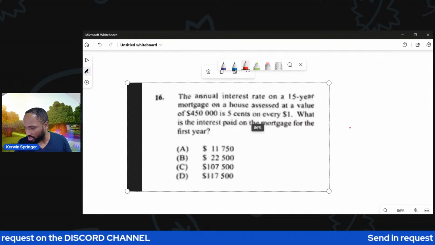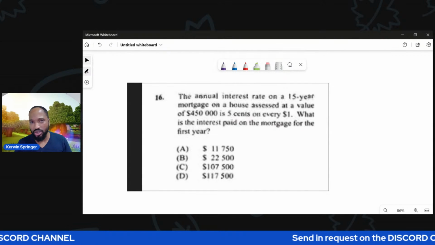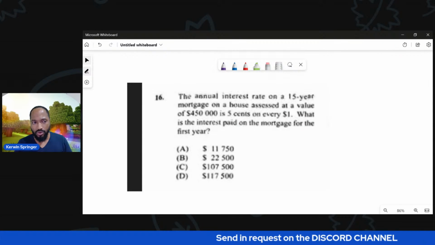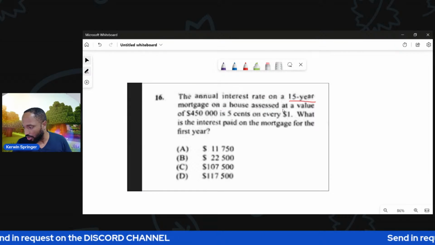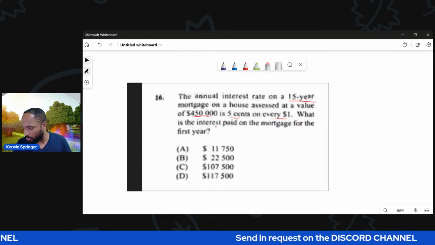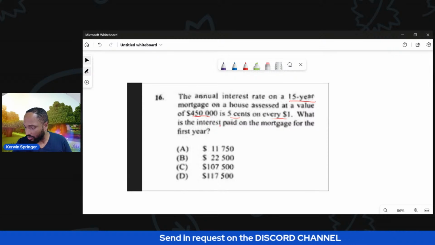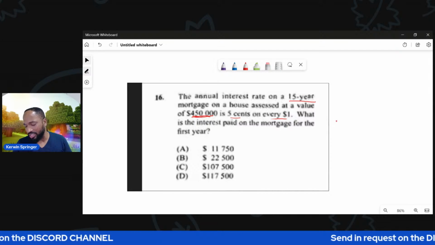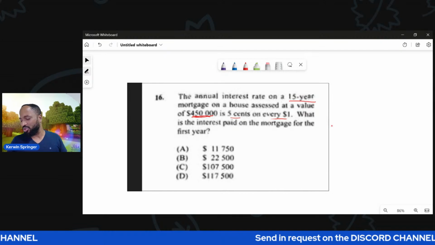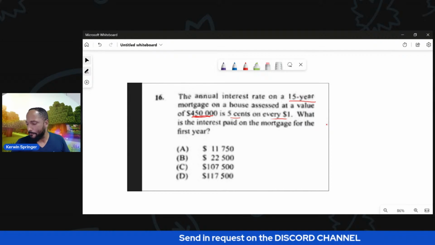The annual interest on a 15-year mortgage on a house assessed at a value of... Oh, I don't know why it's sticking so, because I have Discord running in the background. Annual interest on a 15-year mortgage on a house assessed at a value of $450,000 is 5 cents on every $1. What is the interest paid on the mortgage for the first year? 5 cents every $1. This is a real old question, because it's not normally they bring 5 cents on every $1 now.